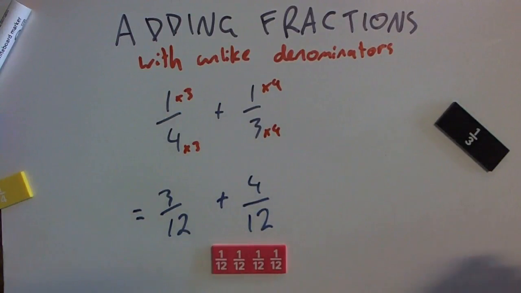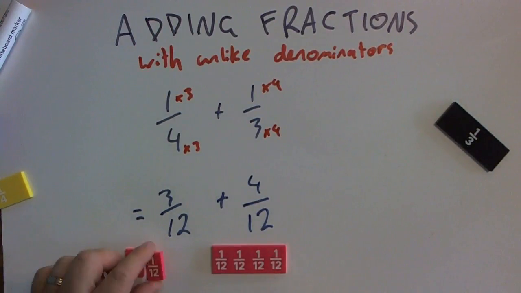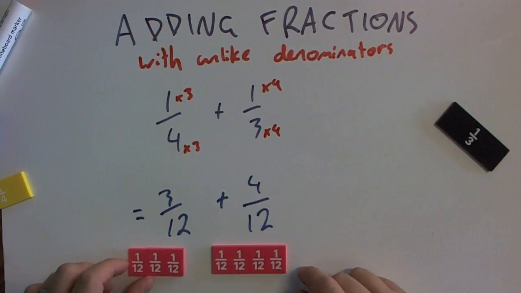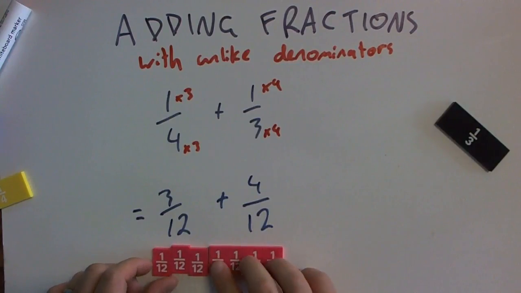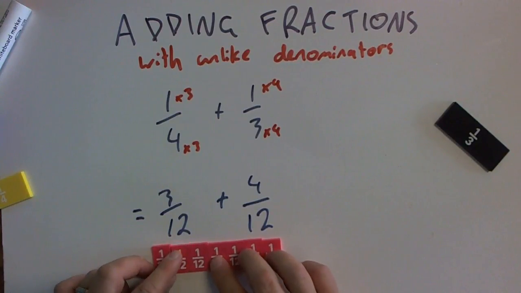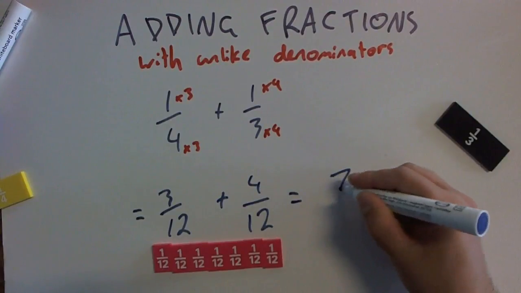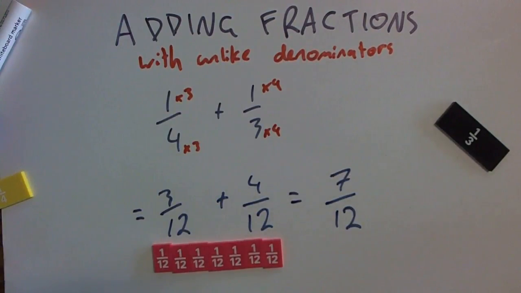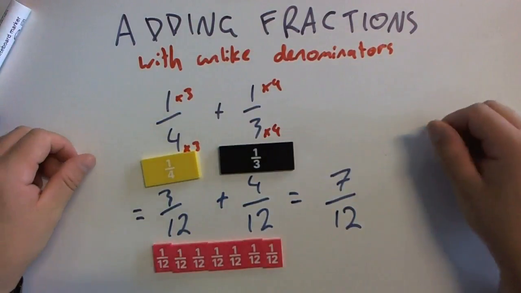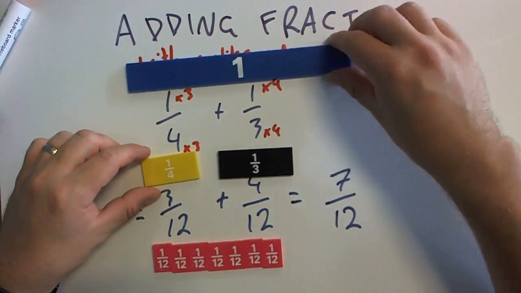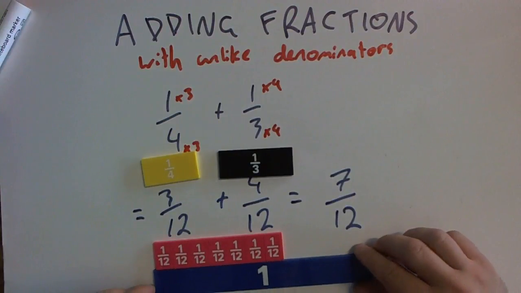Now, if I've got my 3/12 and my 4/12, I can add them together because they're cut up into the same size pieces. And when I add them together, it makes sense. If I have 3/12 plus 4/12, altogether I now have 1, 2, 3, 4, 5, 6, 7/12. So when I'm asking a quarter plus 1/3, what is that related to the whole? Well, that is 7/12.